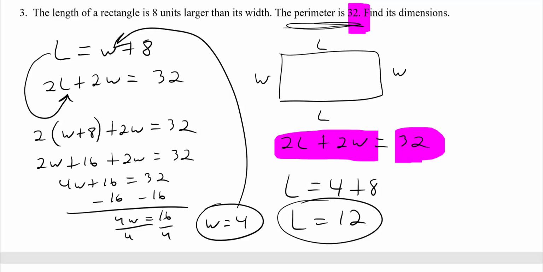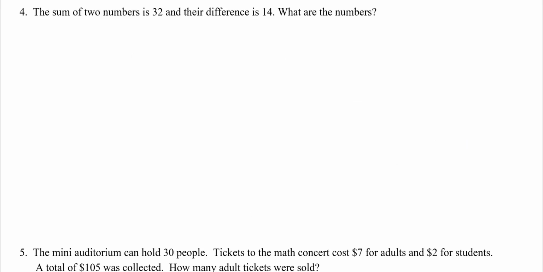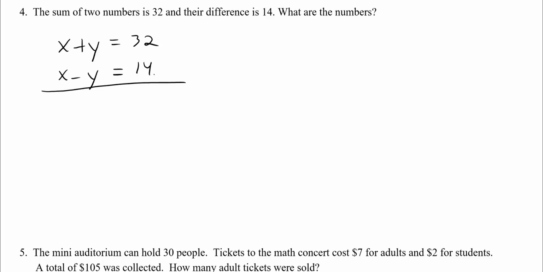All right, let's do a practice of each one of these now. All right, so if I switch over to number 4, it says the sum of two numbers is 32. Okay, so let's set up x plus y equals 32. Their difference is 14. x minus y equals 14. What are the numbers? Okay, easy systems.